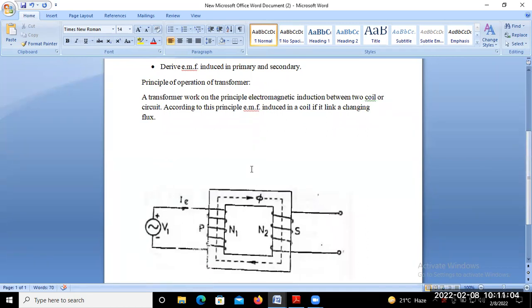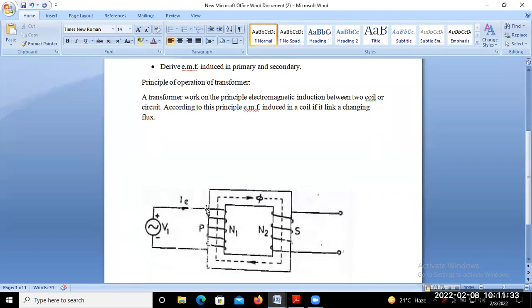So in the previous class, we already saw the construction or placement of the LV and HV winding near the core. Okay. So for that construction, we can draw a schematic diagram here. That means primary coil and secondary coil. Whenever AC supply voltage is given to the primary coil, this current IE represents the exciting current. Okay.